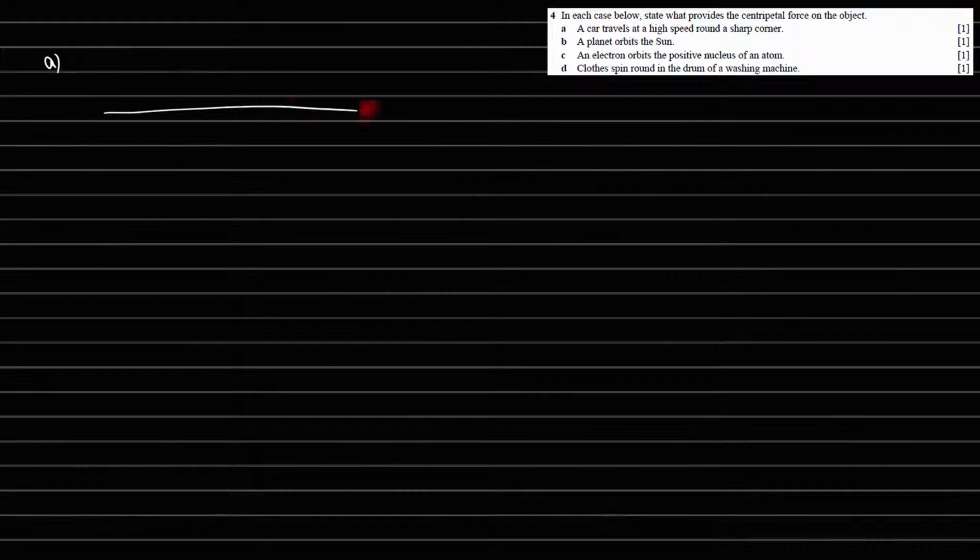So if we model this like so, we've got the road, we've got a car, we could be looking at the car from behind, and then this point here would be the apex, and the car is travelling around like so. What is holding the car to the road? Why isn't the car sliding out? Well, there'd be friction between the tyres of the car and the road, and that is providing the centripetal force.